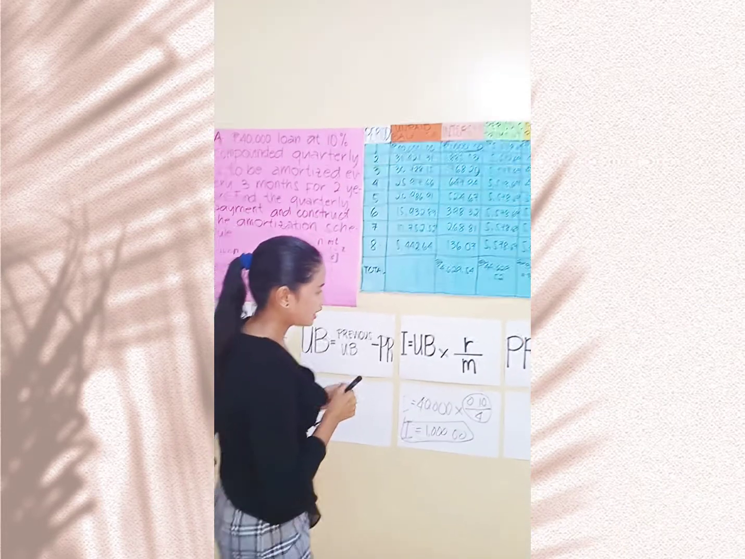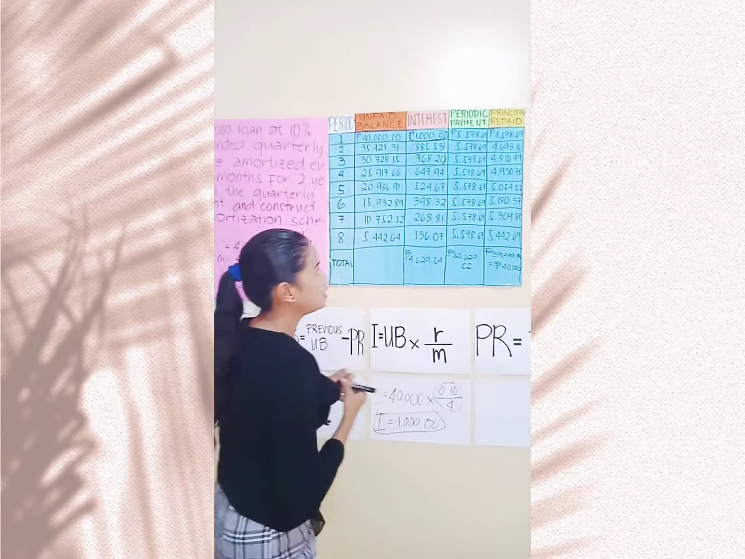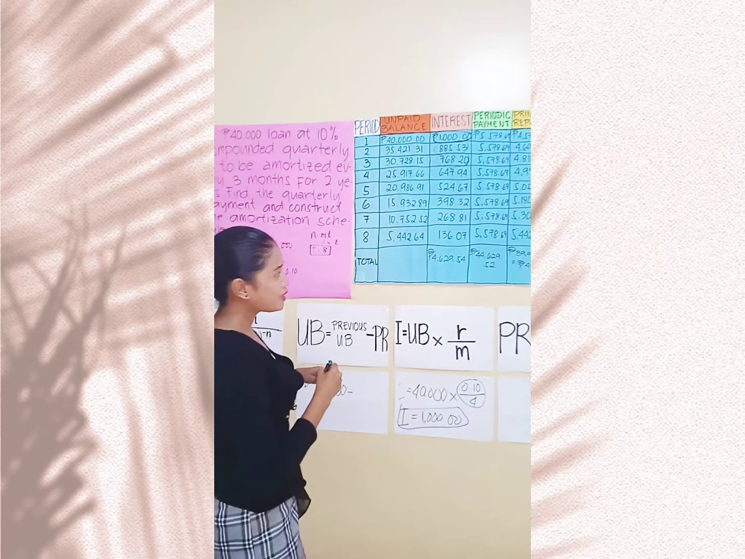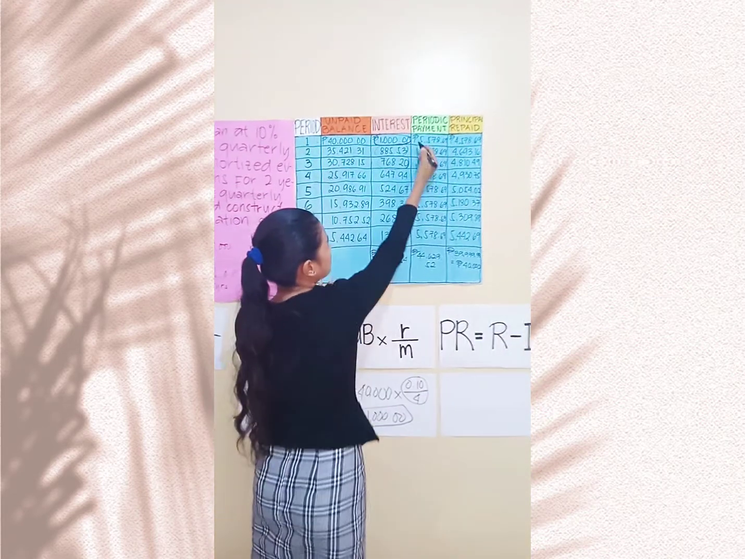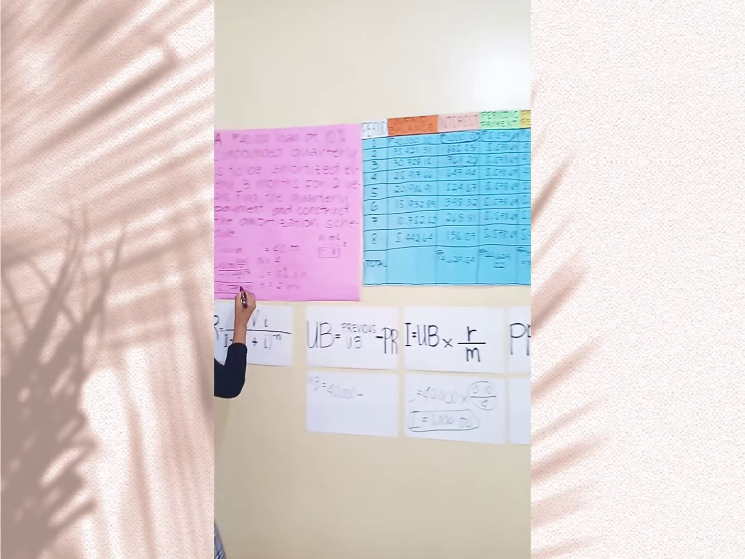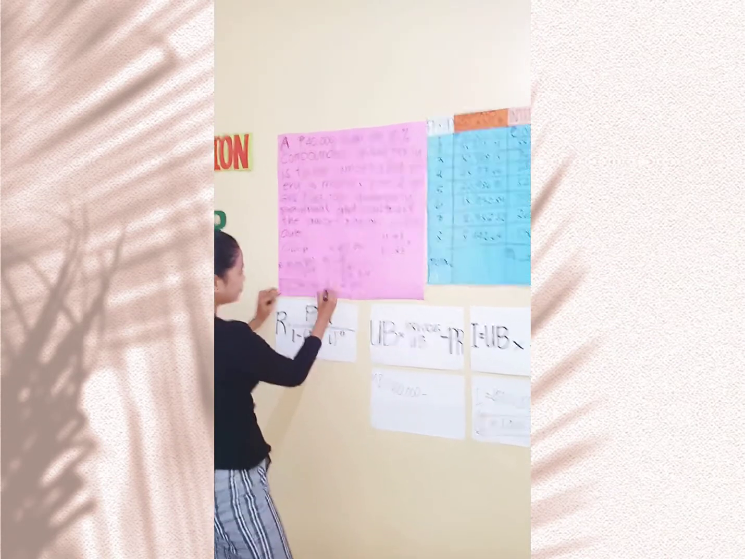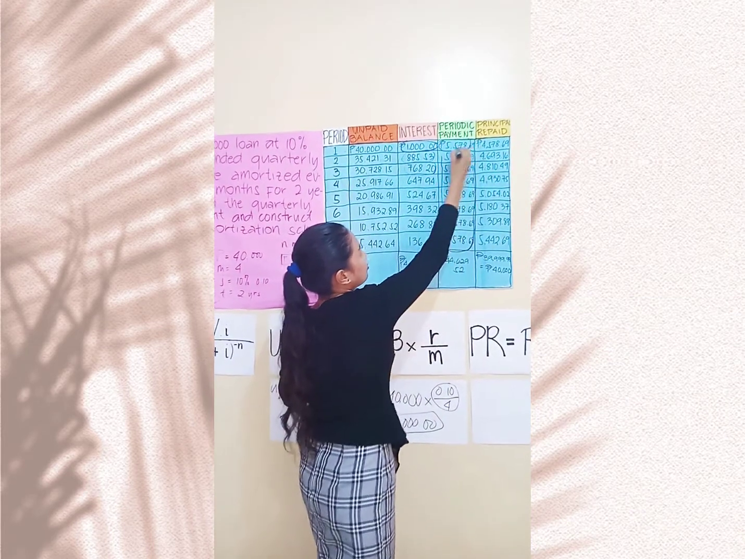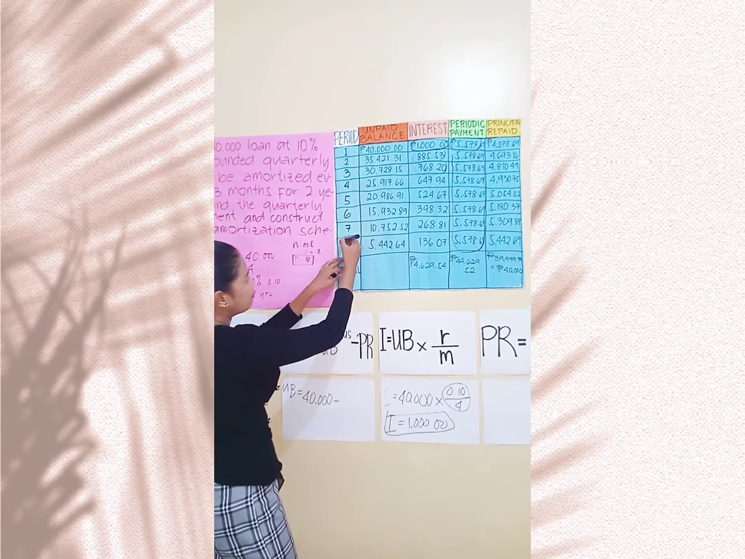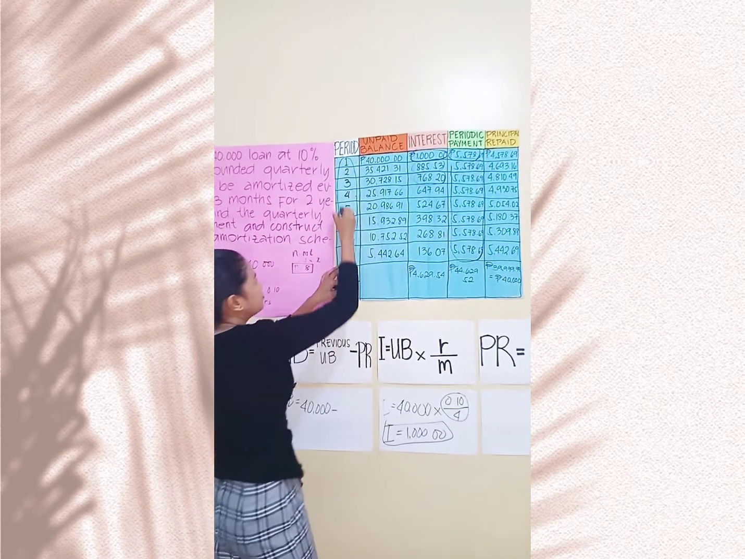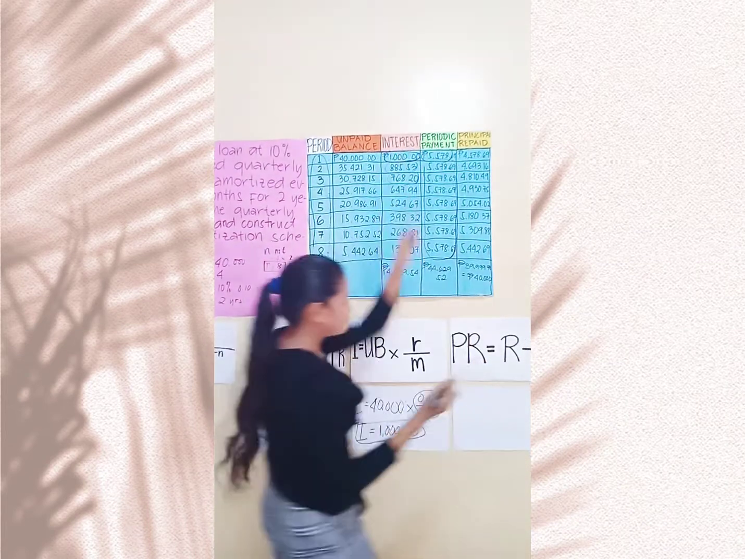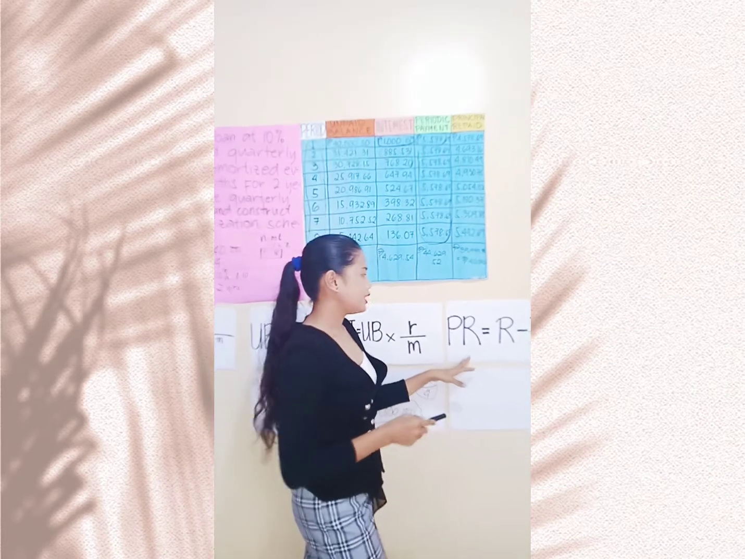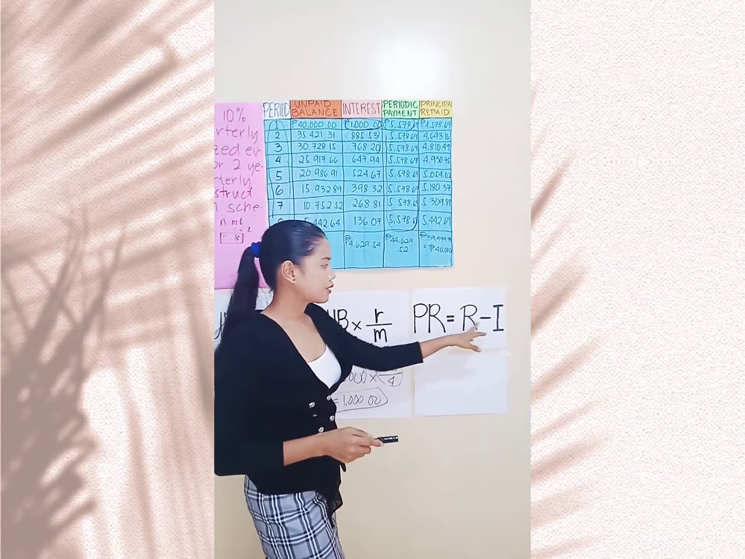So next, how do we get the principal repaid? The periodic payment is this column. We have already gotten it here in the first period, and it is the same for every period, because it is your payment over the periods of the payment year. So we'll proceed to the principal repaid. The principal repaid is obtained by the periodic payment minus the interest.